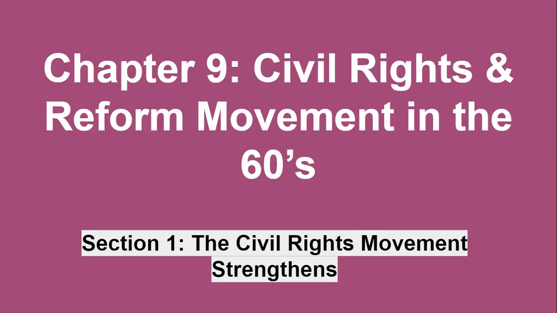So, Chapter 9 is the civil rights and reform movement that took place in the 60s. This is moving on past the Cold War era that we jumped into in Chapter 8. And we're going to dive deeper into segregation, discrimination, Jim Crow laws, all of that stuff.